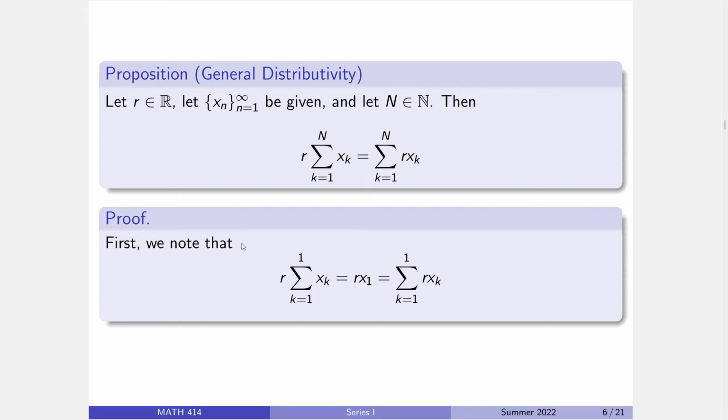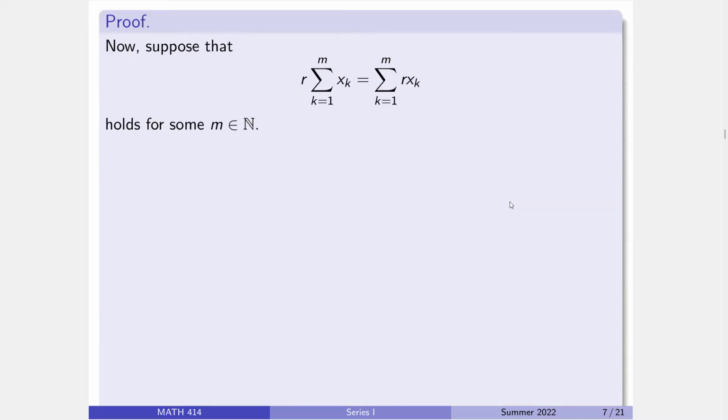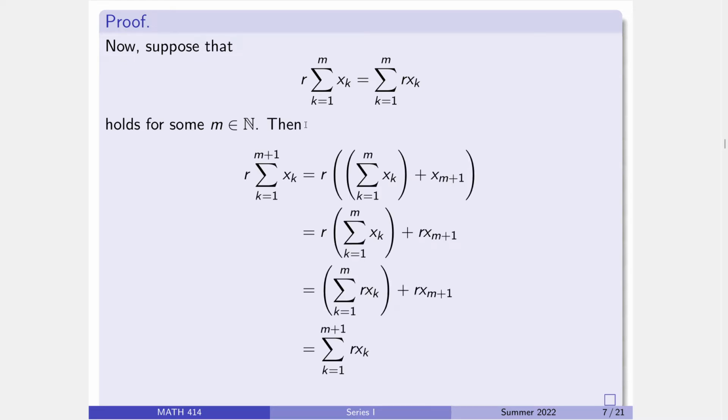We'll start off by noting that if you replace this with 1, then the way sigma notation works, you just read it, and that's it. The more interesting part is, of course, the induction hypothesis. Suppose it was working for some m, and I want to show it works for m plus 1. Remember the way this is defined, it's this plus the m plus 1 term. And now note, we have a sum, and then multiplying by r. So by our axioms of real numbers, we can distribute.